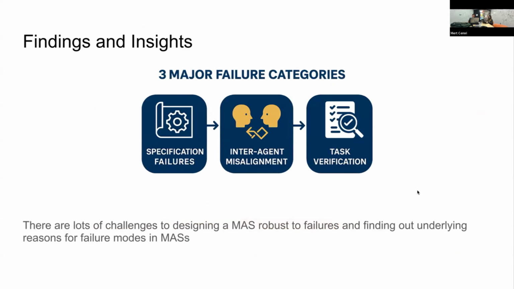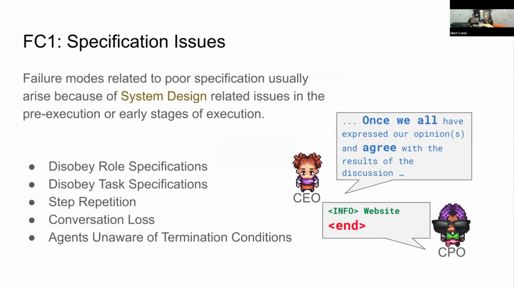Now let's dive deeper. As I said, there are three major failure categories. First is specification failures, the second is inter-agent misalignment, and the third is task verification. Now, what are specification issues? Specification issues are a category concerning failure modes such as disobeying role specifications, disobeying task specifications, step repetition, conversation loss, and agents unaware of termination conditions. These modes relate to poor specification because of errors in system design, and they essentially arise during the pre-execution stages or early execution.